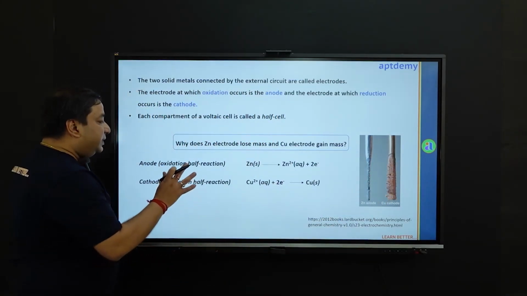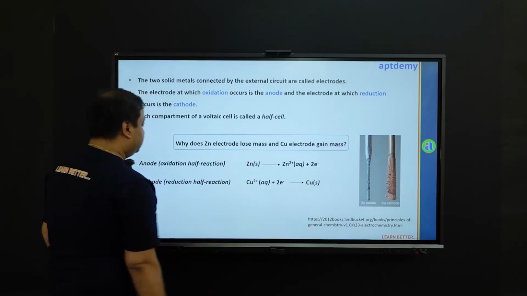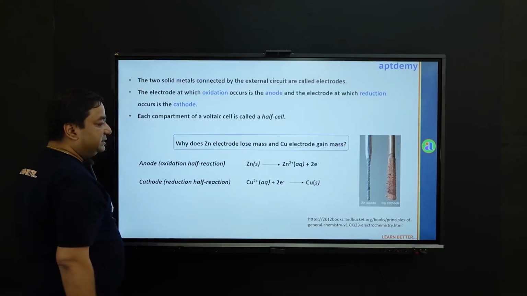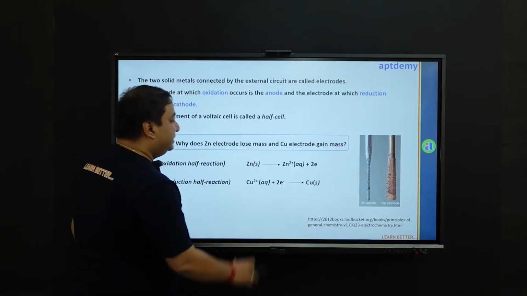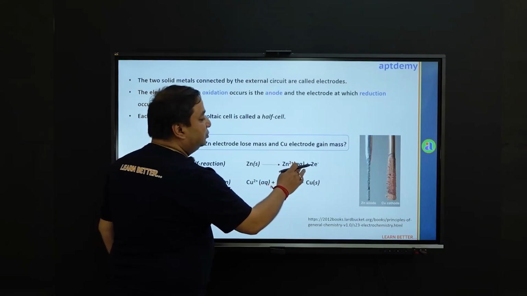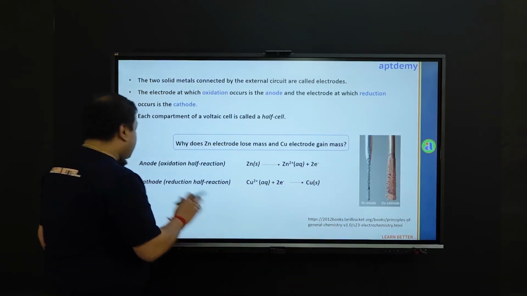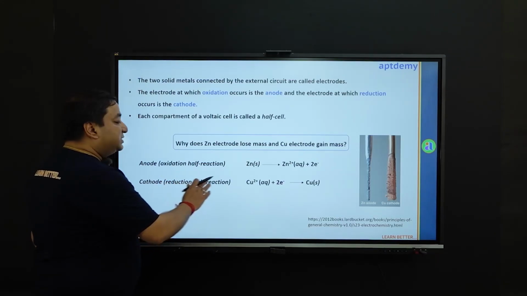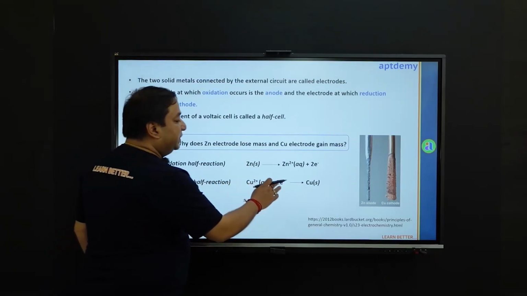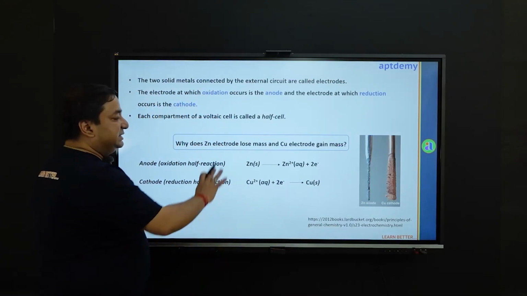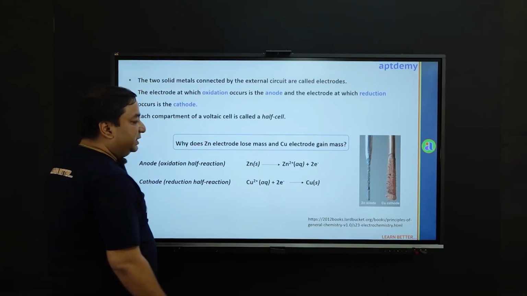So in terms of reactions, what we will say, in the anode, oxidation reaction is taking place. So the half reaction will be written as Zn → Zn2+ + 2e−, okay. And for the cathode, the reduction half reaction will be Cu2+ + 2e− → Cu, giving metallic copper, okay. So this is the entire thing happening over here.